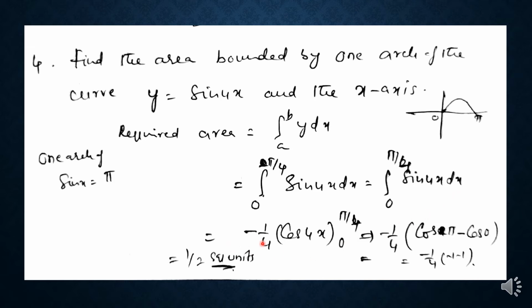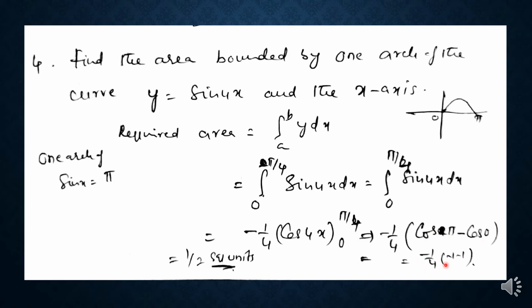So that is minus 1 by 4 into cos 4x from 0 to pi by 4. Now by substituting the limits here, minus 1 by 4 into cos of 4 into pi by 4. That is 4 into pi by 4, which means cos pi, minus, and by putting the lower limit x is equal to 0, cos of 4x, cos 0 is 1. That becomes minus 1 by 4 into cos pi minus cos 0.